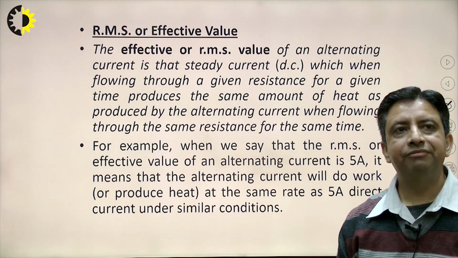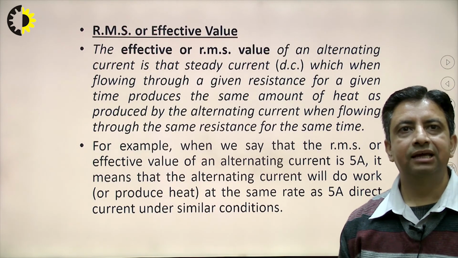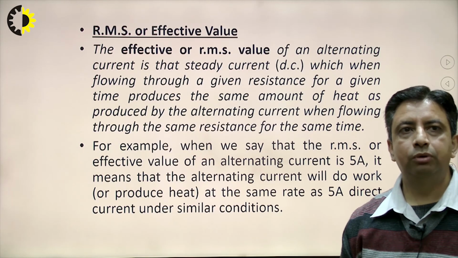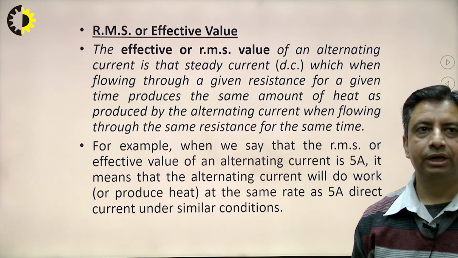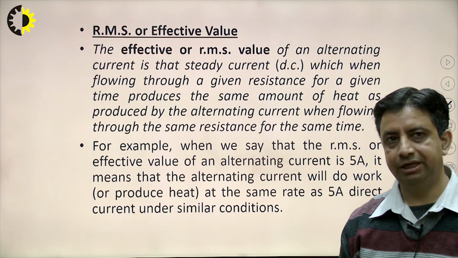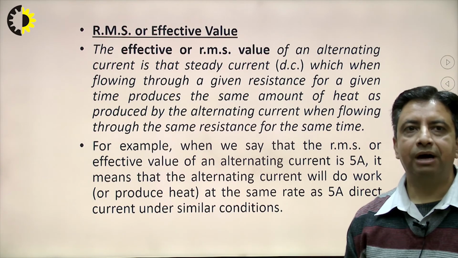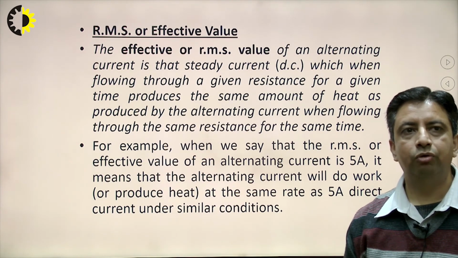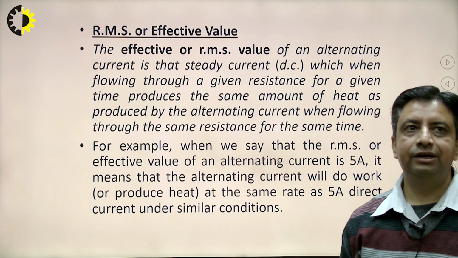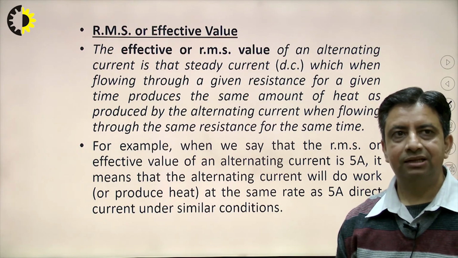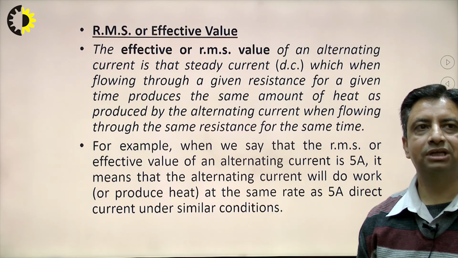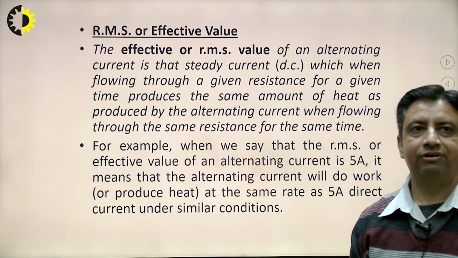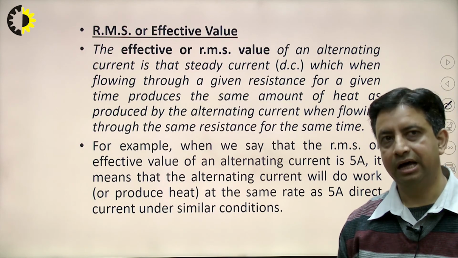Now the problem with this average value is that over a complete cycle it comes out to be equal to 0. So this value cannot be used for the determination of power, because we know that power is a scalar quantity and it is the average value taken over a complete cycle. Then what is the solution? The solution is that we can use the RMS value, or the effective value. Now let us first understand what we mean by an RMS value.